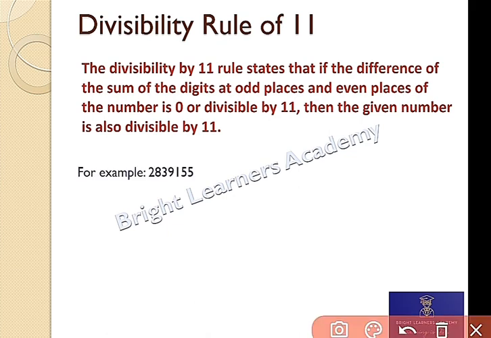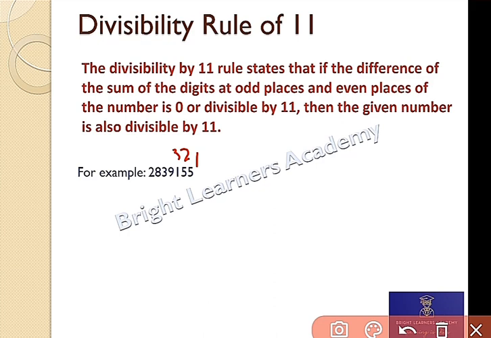Suppose the number given is 28,39,155. This is our first place, second place, third place. So first we have to count the numbers.